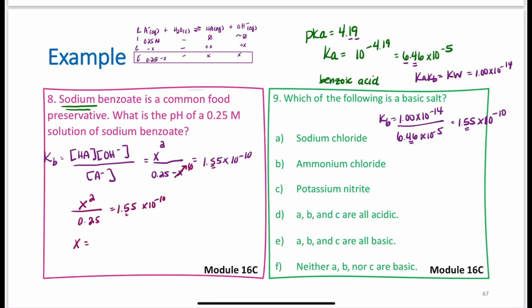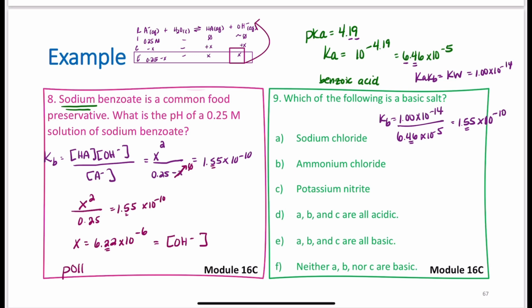When I solve for x here, so algebraically solve for x, 1.55 times 10 to the negative 10 multiplied by 0.25, take the square root of that, and I get 6.22 times 10 to the minus 6. I'm still checking my sig figs. I still have 2 sig figs. But remember what this equals. x is equal to the hydroxide concentration at equilibrium. So this is equal to hydroxide.